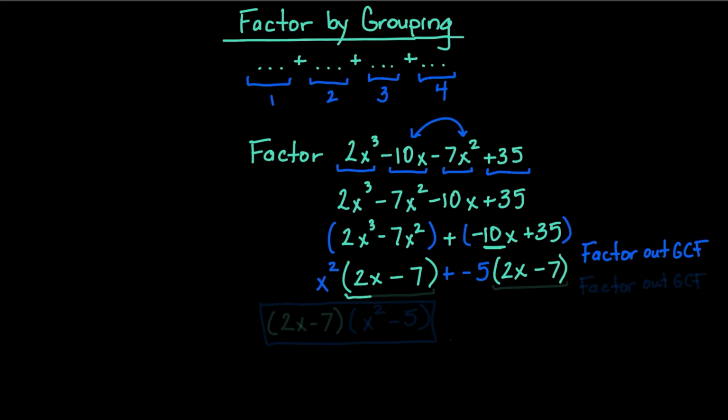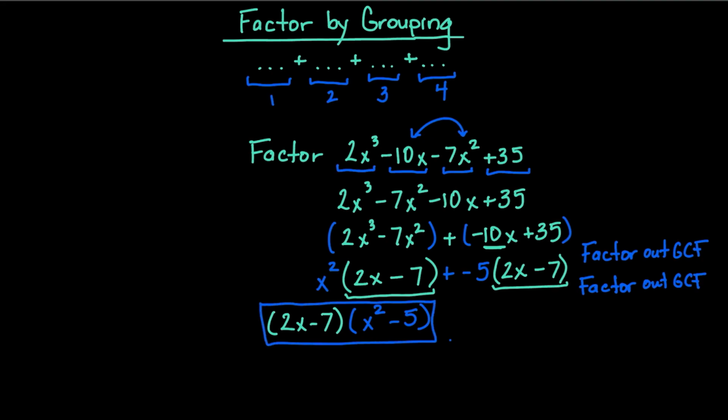So now we see what's inside our grouping is the same, so we know we're going to factor that out. Factor out 2x minus 7. I'm left with, in my first term, x squared. And if I divide out 2x minus 7 in my second term, minus 5. x squared minus 5. 5 is not a perfect square, so it's not a difference of 2 squares. So we can stop here because both of our factors are prime.